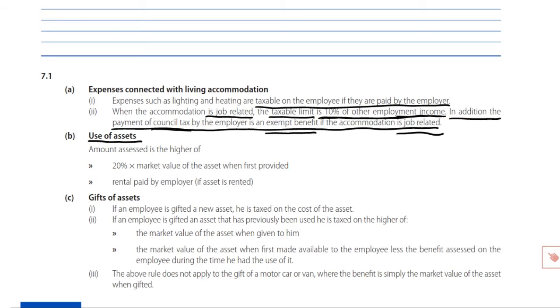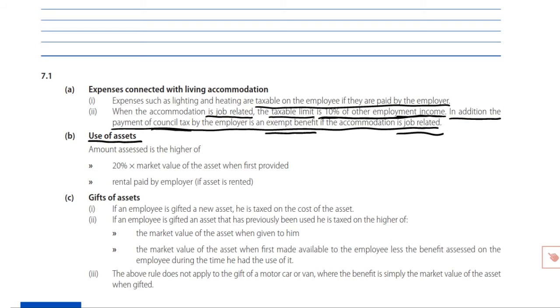So again, once we finish with this area, we'll be moving to the main one, probably a company car. Cars and the fuel provided for them have their own specific rules. Vans, indeed, have their own specific rules. So there are certain assets where this is what you do, like with the living accommodation up until now. But then there's a generic rule that applies to any and all other assets bought by the employer and made available for the private use of an employee.